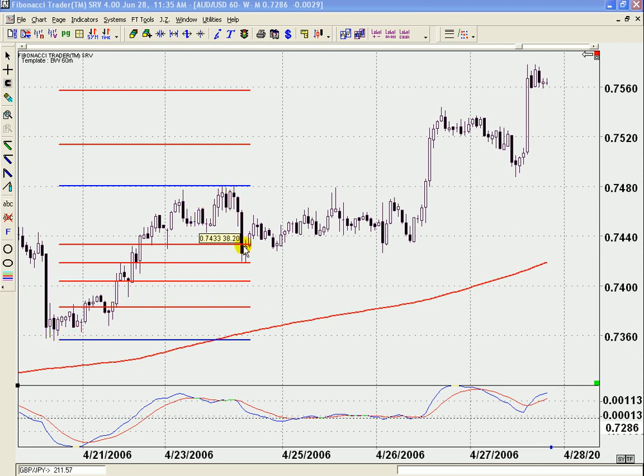Price has retraced 50%. For some reason on the Aussie dollar and the British pound, they love the 50% retracement, and I don't know why exactly, but it is a very common retracement level for those two US dollar crosses. And let's just look at this a little more closely.